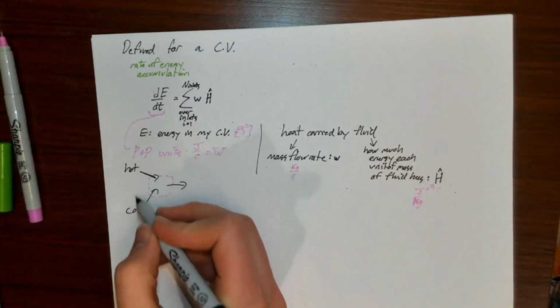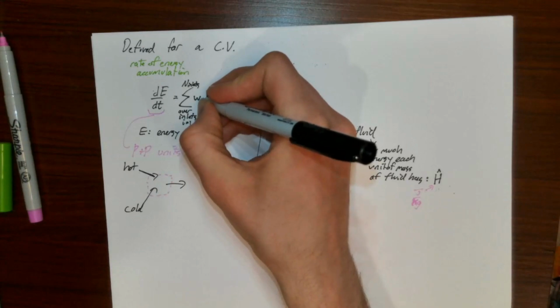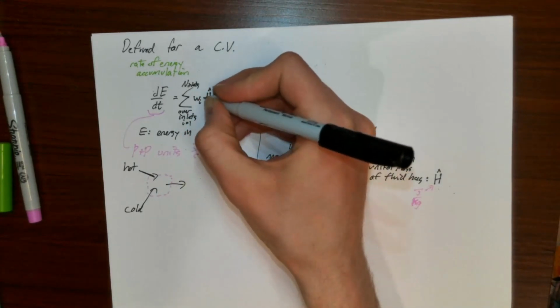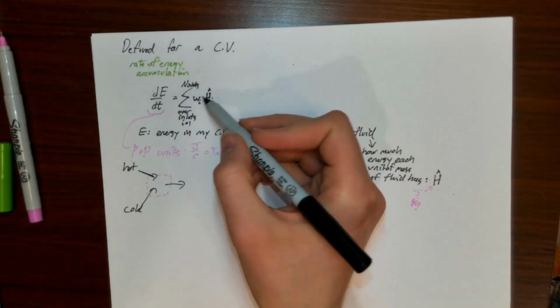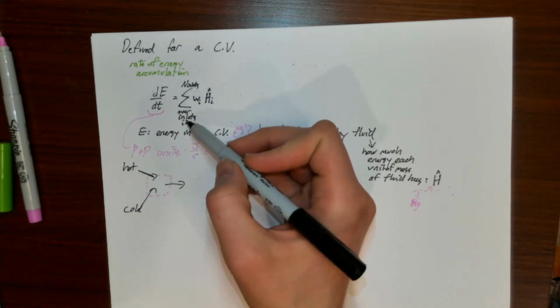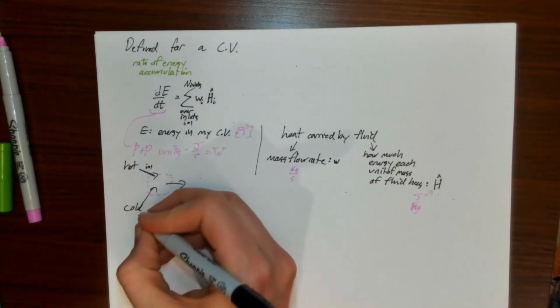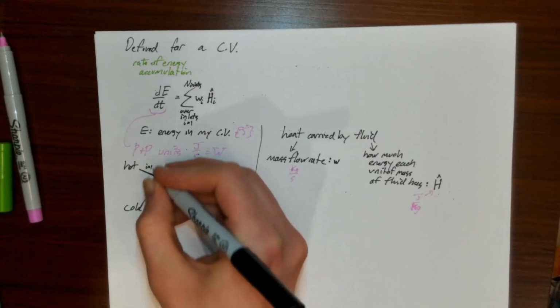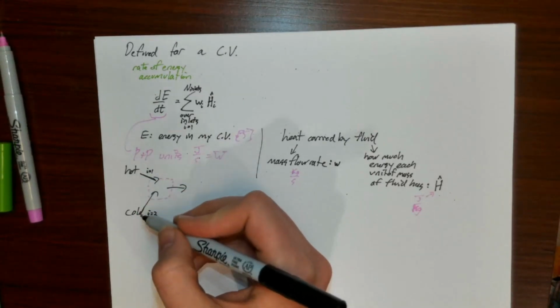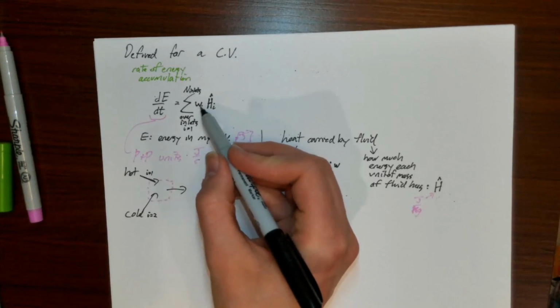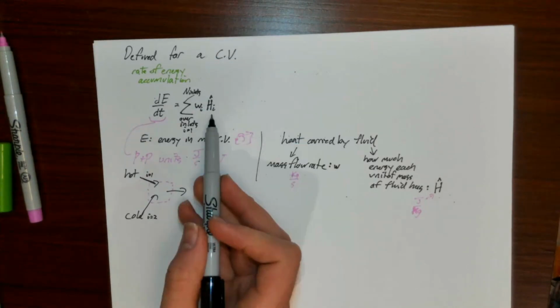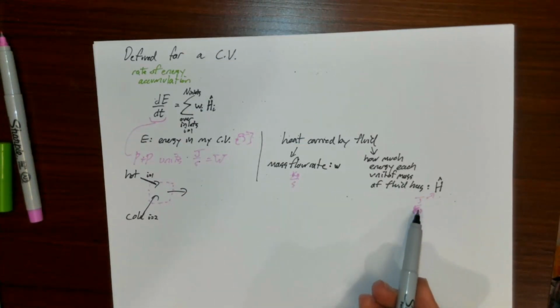So for this system down here, it would be 2, and there might be a different W and a different H for each of these inlets, right? So I could call this inlet i equals 1, and this i equals 2. I'd sum over all of the inlets, each inlet's mass flow rate times each inlet's amount of joules per unit mass that's going in.